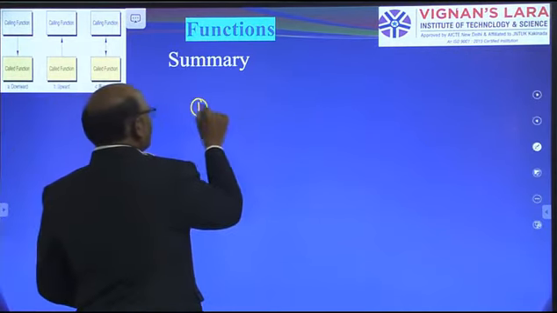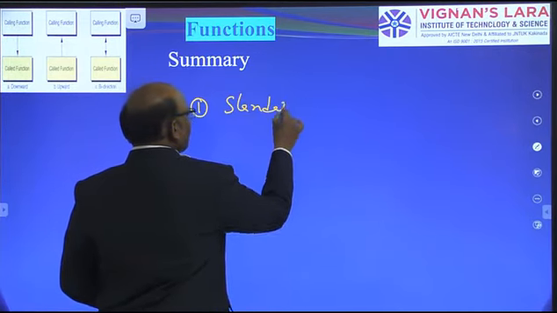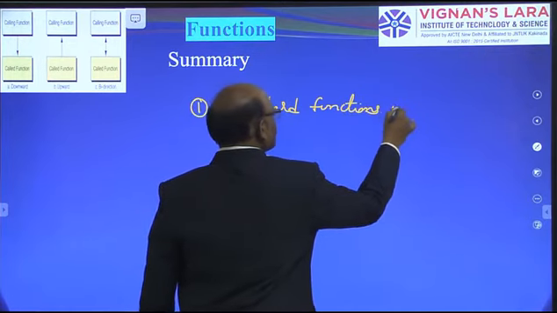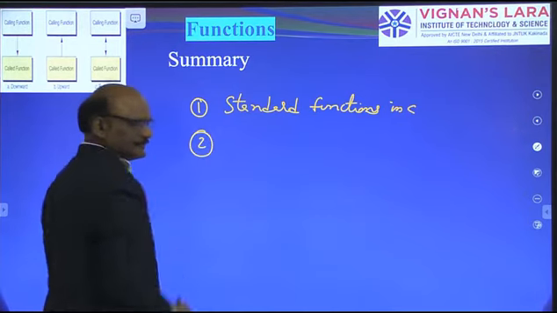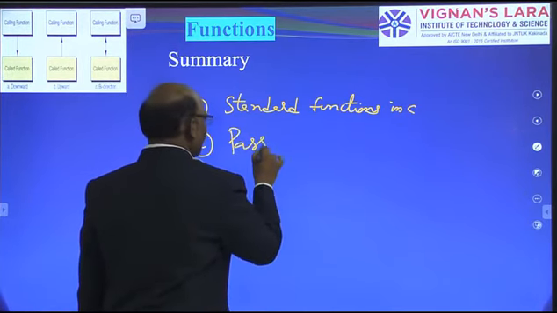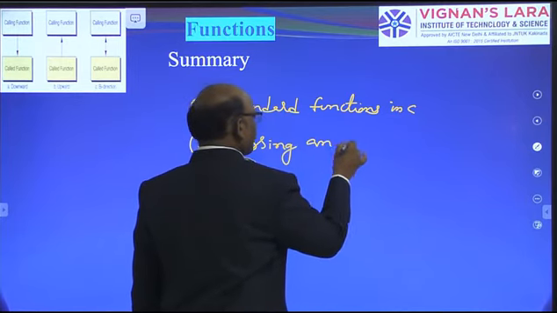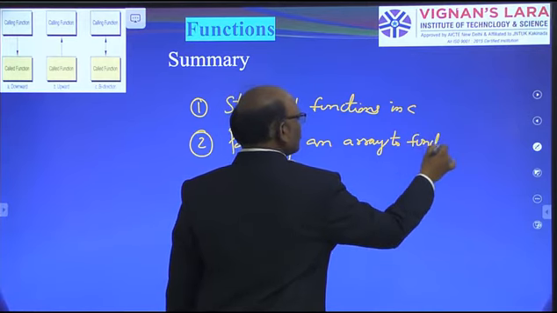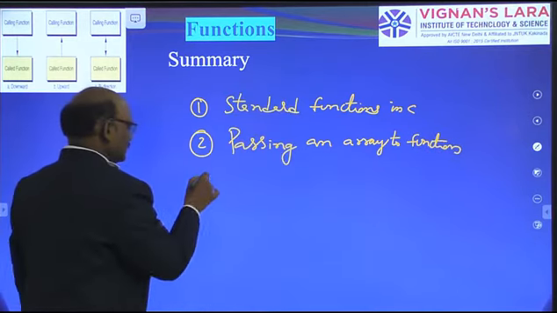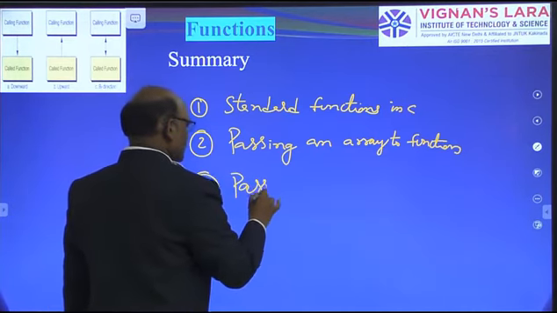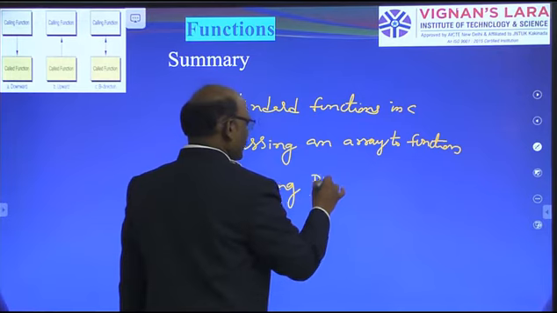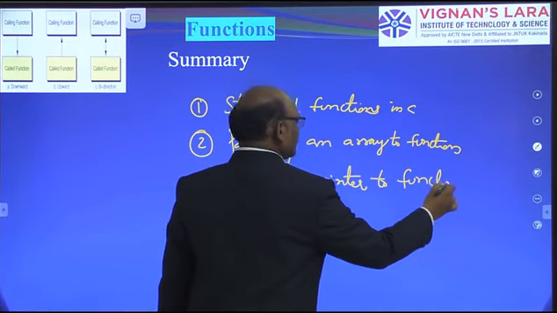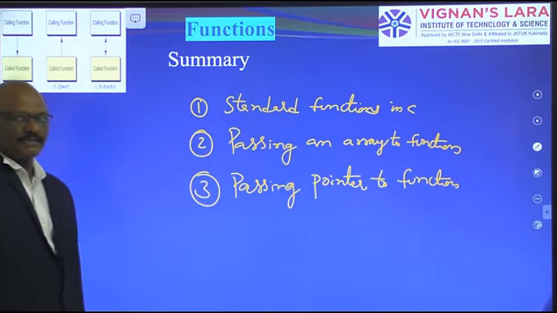So in this class what we have discussed is: first, standard functions in C. Second, passing an array to a function. Third, passing a pointer to a function. In the next class we are going to discuss recursion. Thank you.